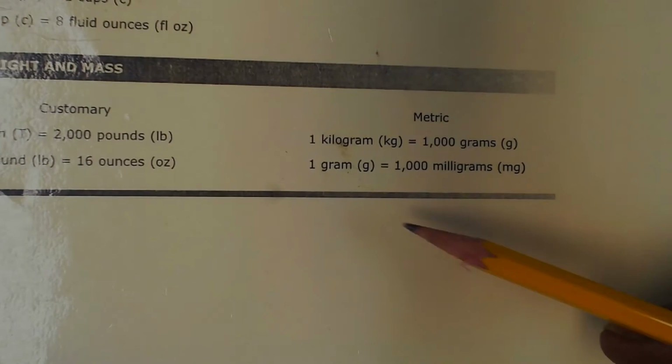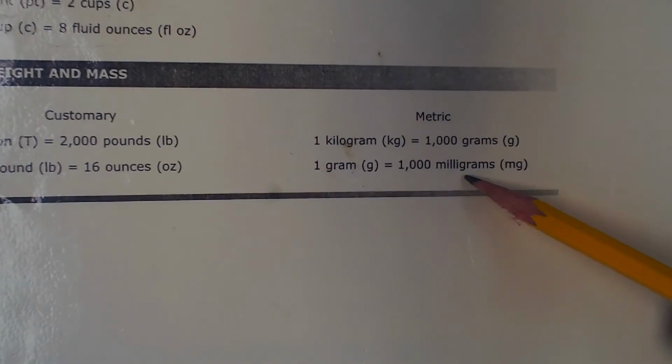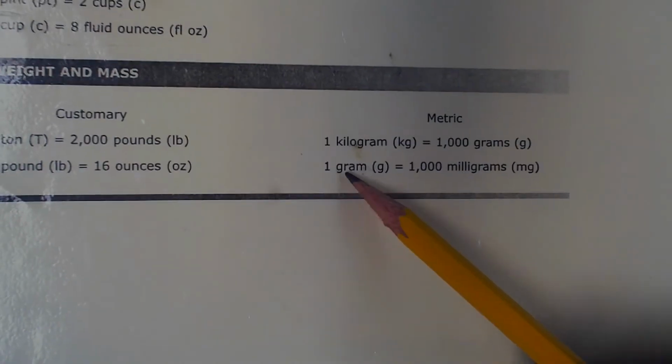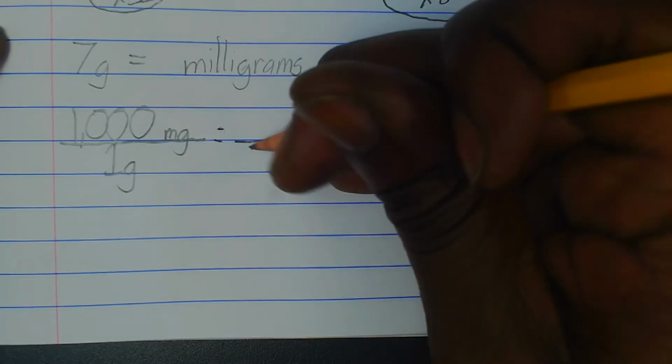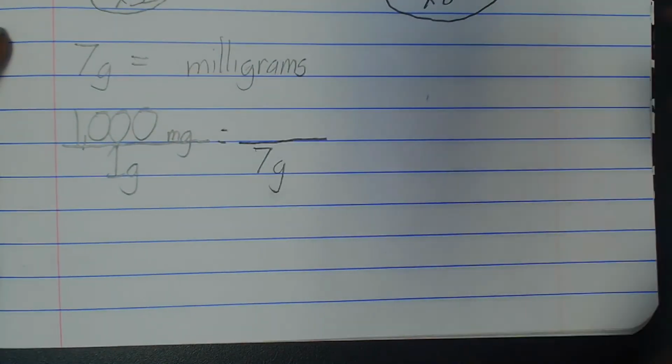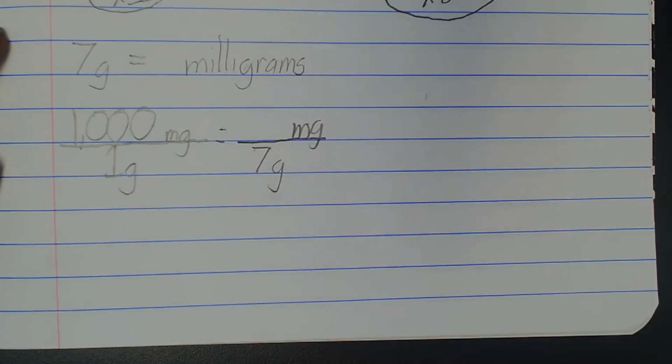If I look at my reference materials page, we have 1 gram equals 1,000 milligrams. So I'm going to set this up with a denominator of 1 gram. So that's 1,000 milligrams over 1 gram. And then we're going to write the proportion. So we have 7 grams, and we're looking for the equivalent amount of milligrams for 7 grams.